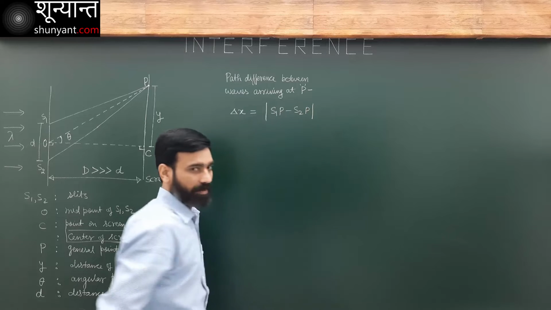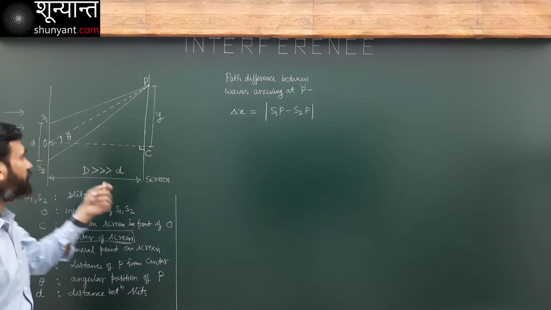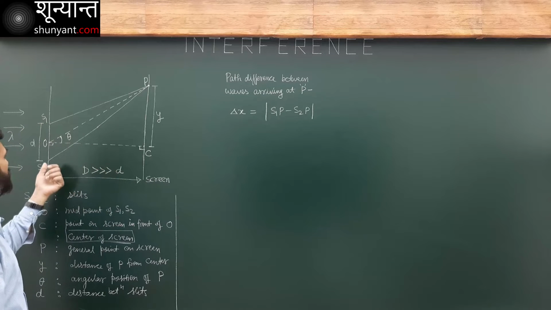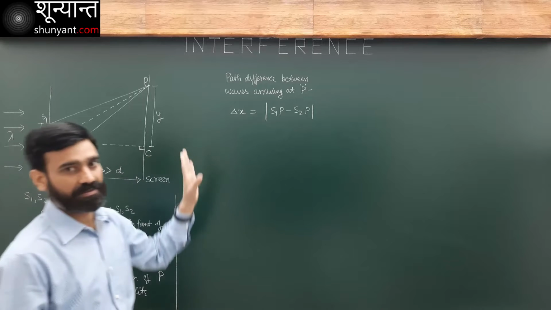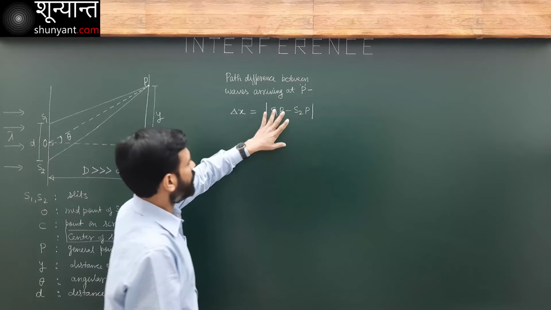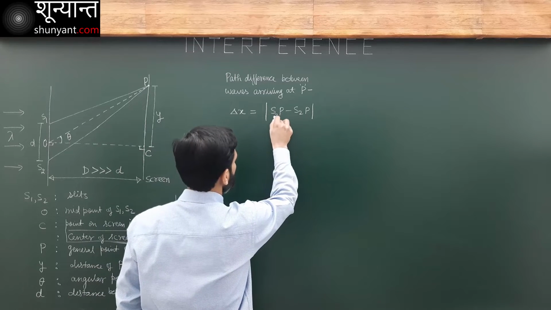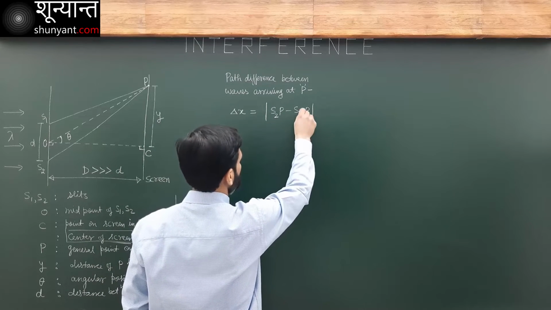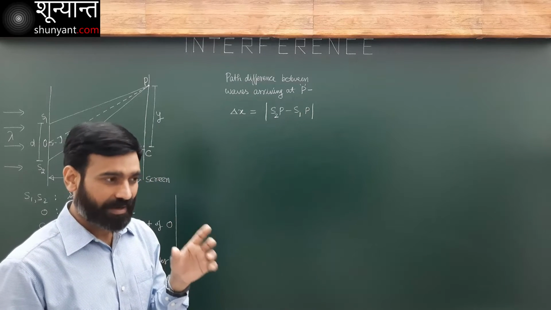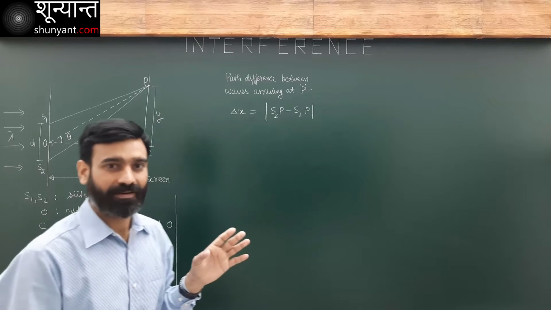I'm writing mod because this point can be below the center also. In that case, S1P will become more than S2P. Here I'm writing mod of this. It can be S1P minus S2P, or if you are feeling uncomfortable, I can write S2P minus S1P. I just have to be concerned with the magnitude only, not with sign, positive and negative. It does not matter.